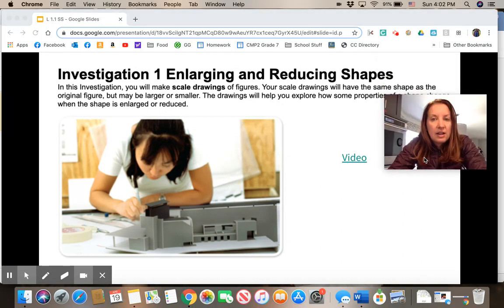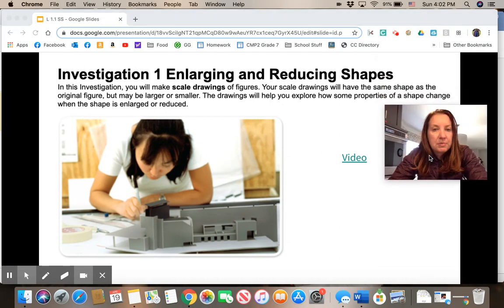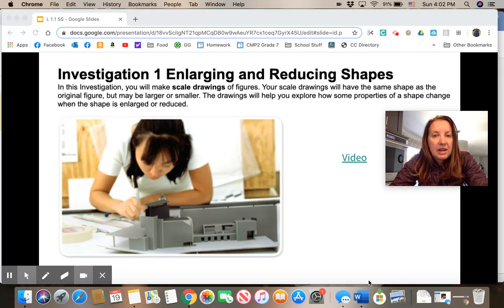Investigation 1 is on enlarging and reducing shapes. In this investigation, you will make scale drawings of figures. Your scale drawings will have the same shape as the original figure, but may be larger or smaller. These drawings will help you explore how some properties of a shape change when the shape is enlarged or reduced.